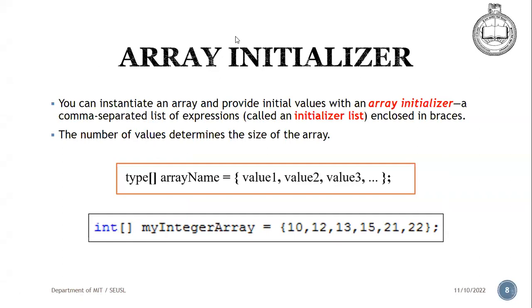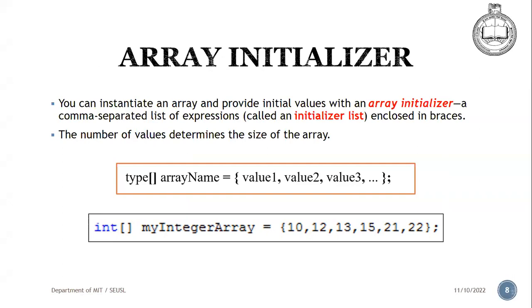So this part is also there for us to discuss: array initializer. You can instantiate an array and provide initial values with an array initializer, a comma-separated list of expressions called an initializer list enclosed in braces. The number of values determines the size of the array.